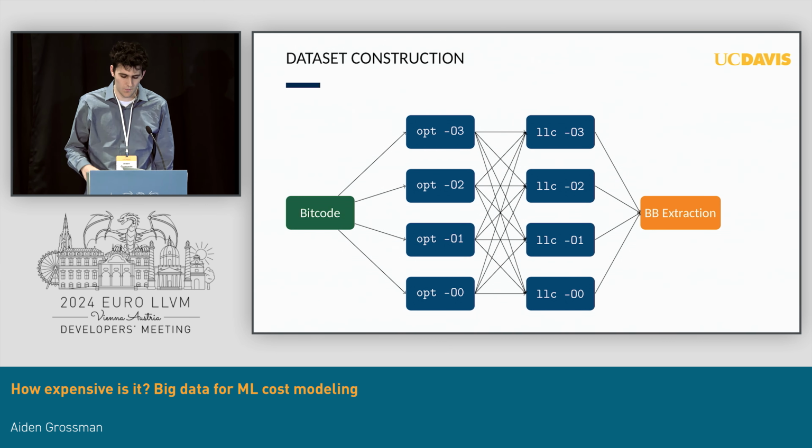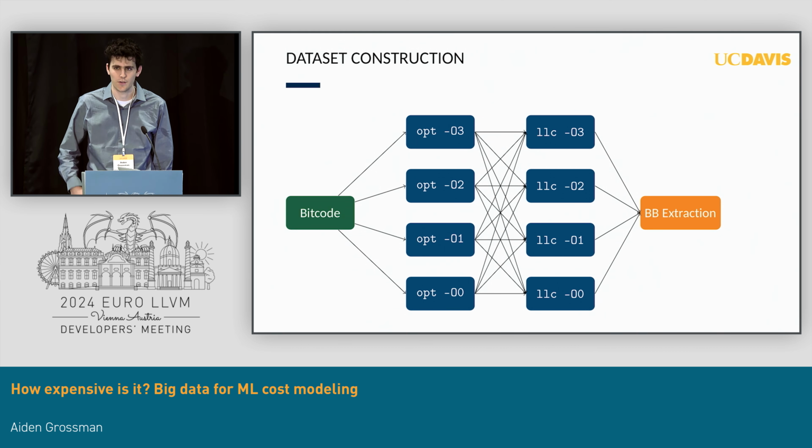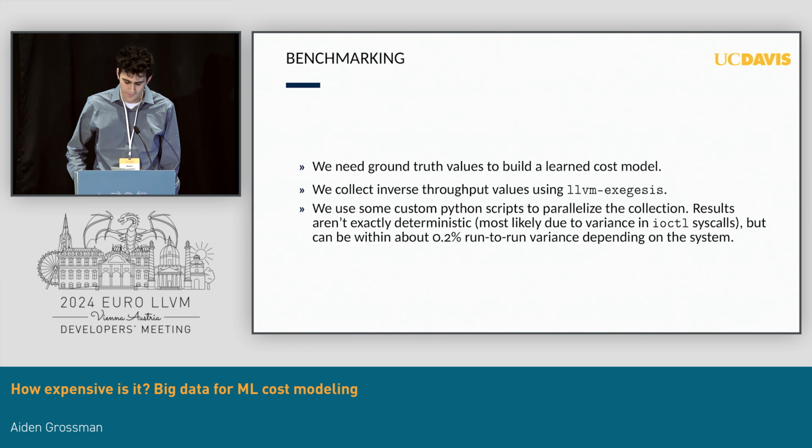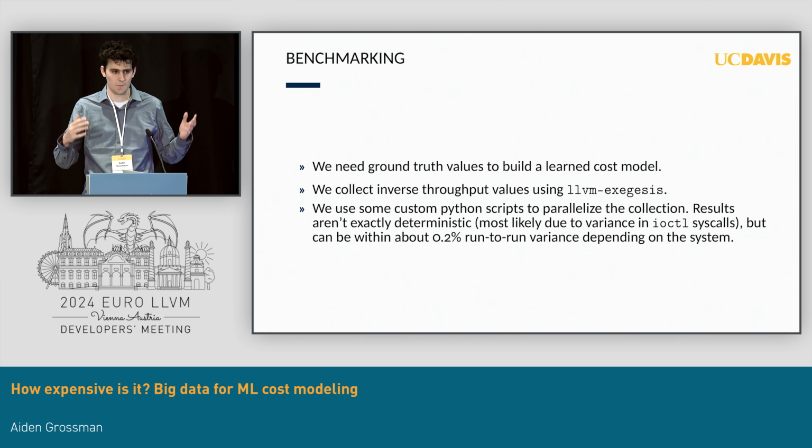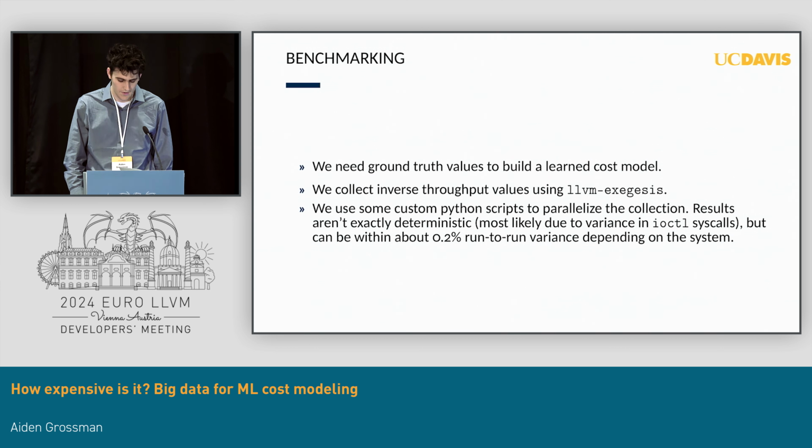There's a deduplication step because you end up with a lot of duplicated basic blocks, only about 30 to 40% unique, kind of surprisingly. And then we get out the data set at the end. Once you have a bunch of basic blocks, we need to be able to benchmark them so we can have ground truth data.